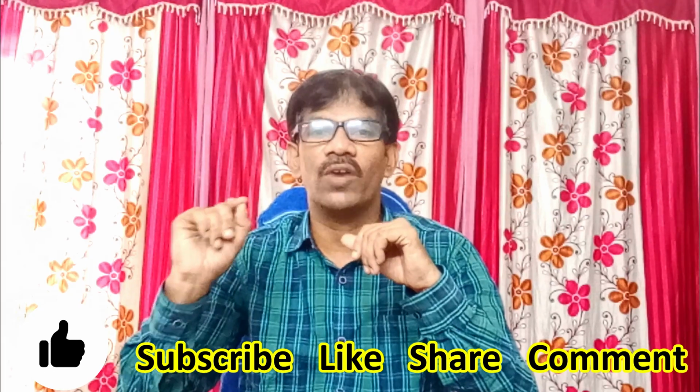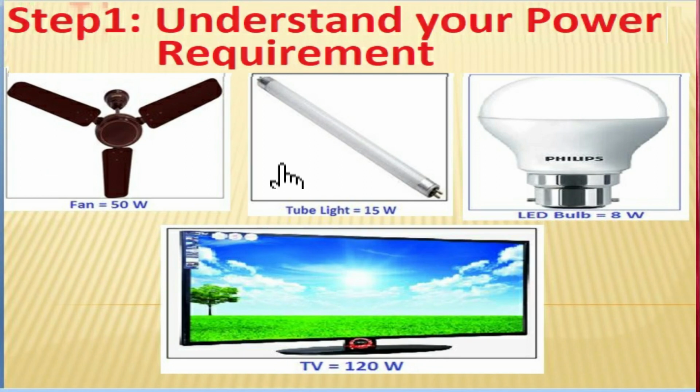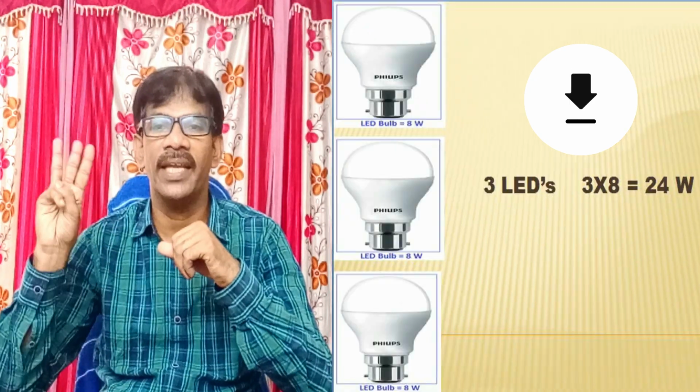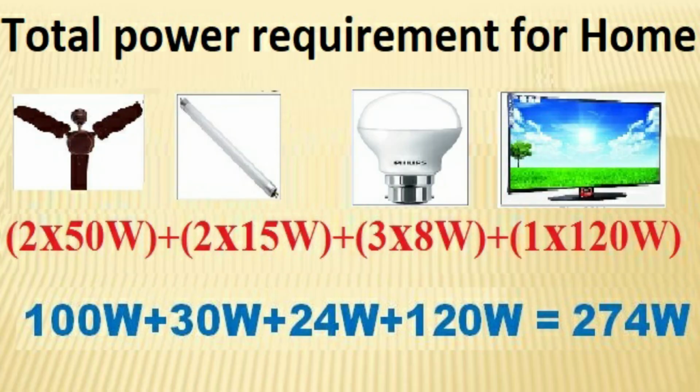The general estimated power consumption of common appliances is, for example, fan 50 watts, tube light 15 watts, LED bulb 8 watts, TV 120 watts, like that. Suppose you want to run 2 fans, 2 tube lights, 3 LED bulbs and 1 television. Then the total power requirement is 2 into 50 watts plus 2 into 15 watts plus 3 into 8 watts plus 1 into 120 watts. So the total power requirement is 274 watts. So you need an inverter which can support 274 watts of power.